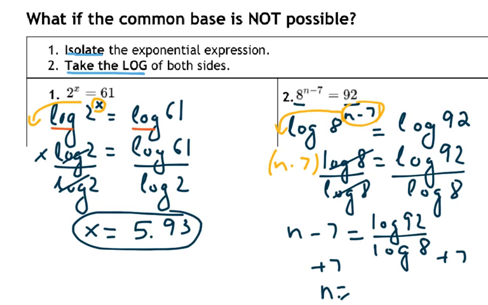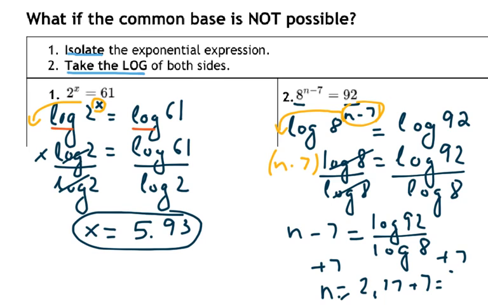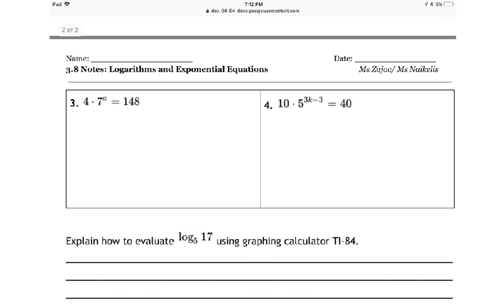now let's do the math in the calculators. You're going to plug in log 92 divided by log 8, and then you get 2.17 plus the 7. So the answer is 9.17.